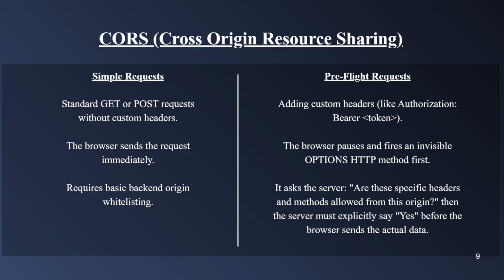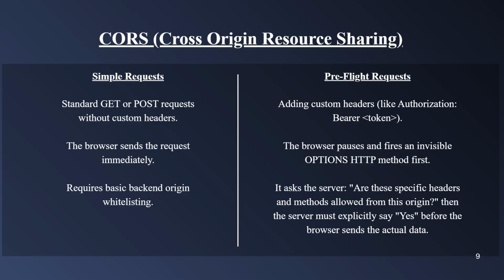CORS can be divided into two, right? So we have simple requests and we have pre-flight requests. Maybe you might have worked with simple requests, maybe your standard GET requests, your POST requests to your backend. This is quite easy to configure. All you have to do is just whitelist that origin, whitelist your front end in your backend. So simple requests are simple to configure, right?